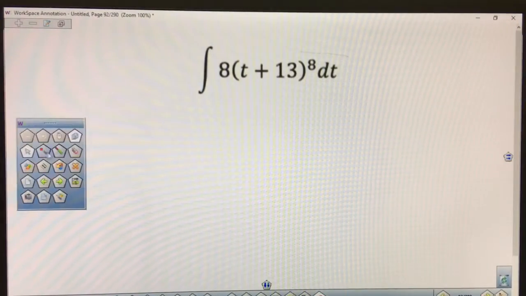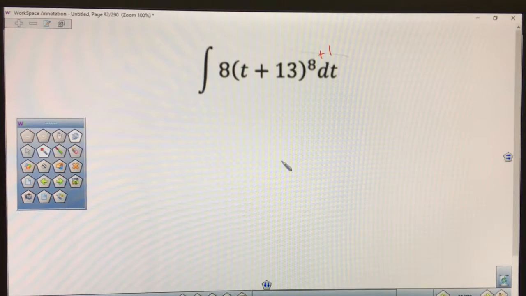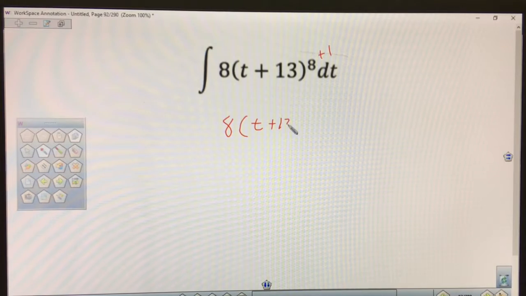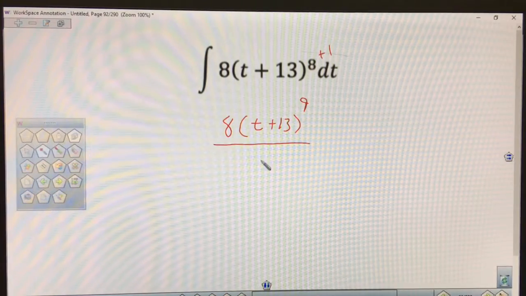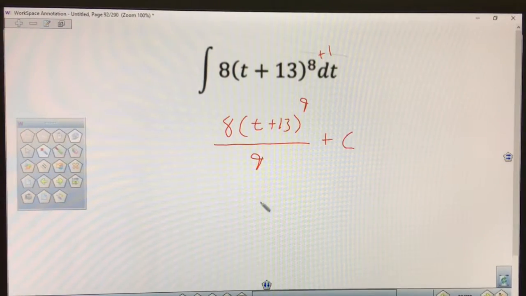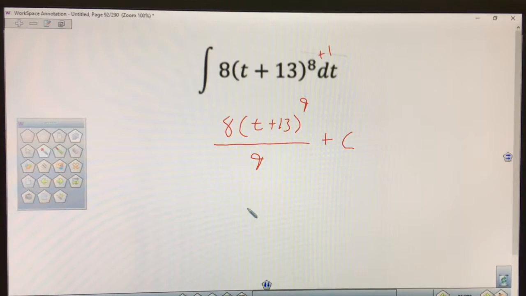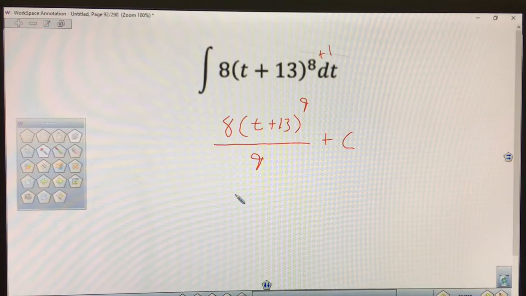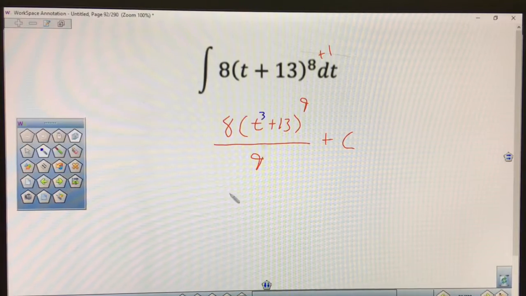I think with these problems, u substitution is more difficult than it has to be. I can do this without u sub. Take a look. I add 1. So it's going to give me 8t plus 13 to the 9th divided by 9 plus c. That's it. I'm going to go back and do the other one without doing any u sub. The only time you have to do u sub is when they give you a power in there.